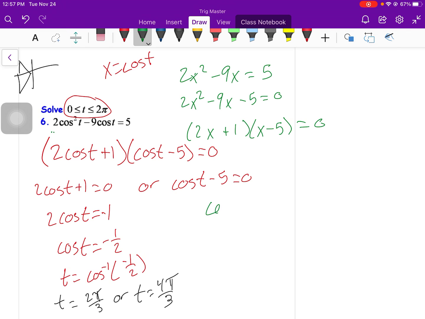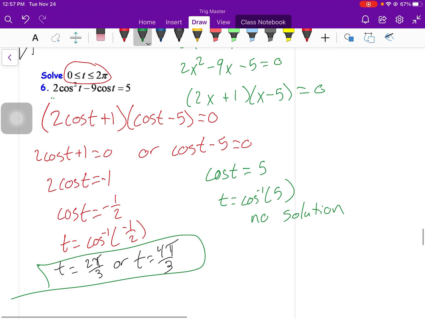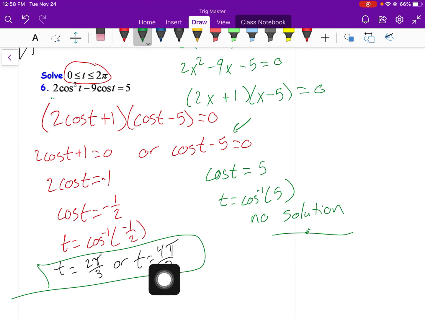Now I also have to solve this other one, which would be cosine of t equals 5. If I try to do this, I'm going to get the same error that I got before. So this one has no solution, meaning that thing can't ever equal 0. So this is my answer. You're not going to box no solution. No solution just tells me that this factor, cosine of t minus 5, cannot equal 0. So 2 cosine of t plus 1 had to equal 0. So t is one of those two values.